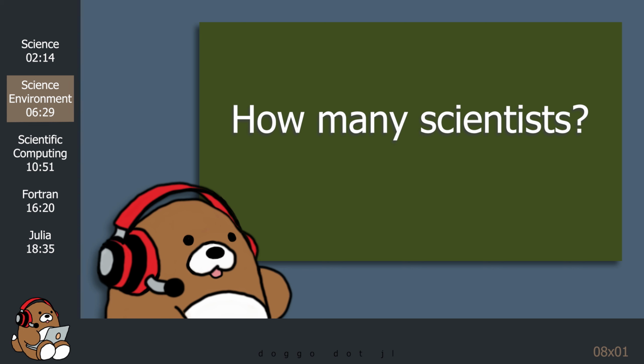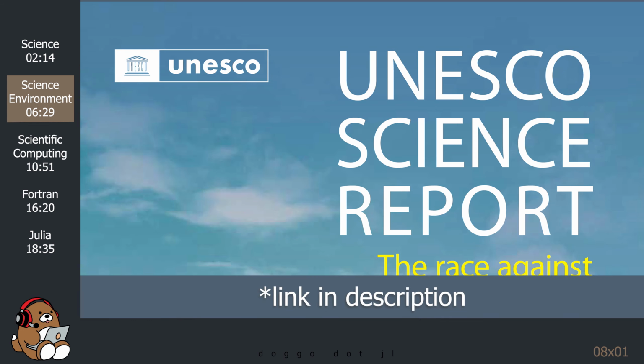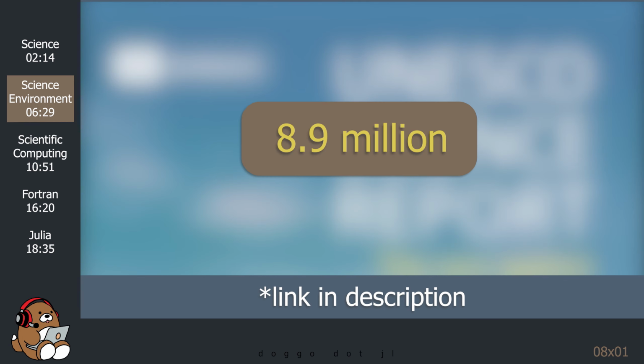So how many scientists are there in the world? According to the 2021 UNESCO Science Report, there were approximately 8.9 million full-time equivalent researchers in the world in the year 2018. As a side note, if you have 2 part-time scientists that are each working 20 hours per week, that equals 1 full-time equivalent. That means that the actual number of scientists is larger than 8.9 million. So that's a lot of people. It's a lot more than I was expecting.